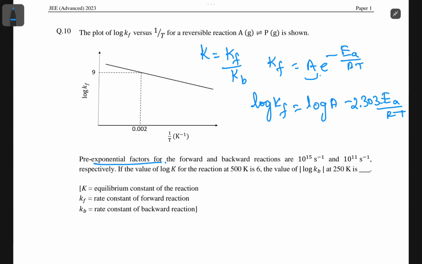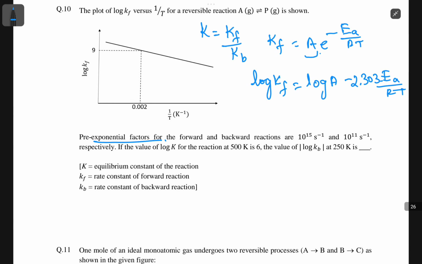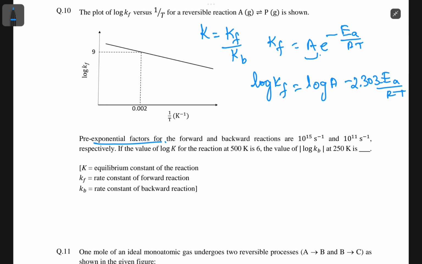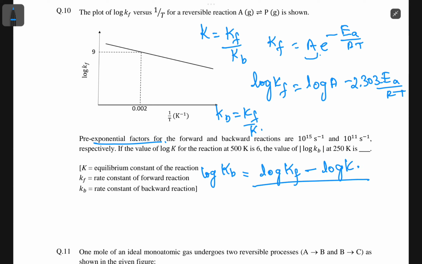Also, the pre-exponential factor is the same thing as the exponential factor, which is this A term right here, right? So if you put that in, you should get that. And also I need to find KB, right? Log KB. So can I write KB as Kf upon K, and then from there I can say log Kf minus log K, right? And I want to find it at 250 Kelvin.